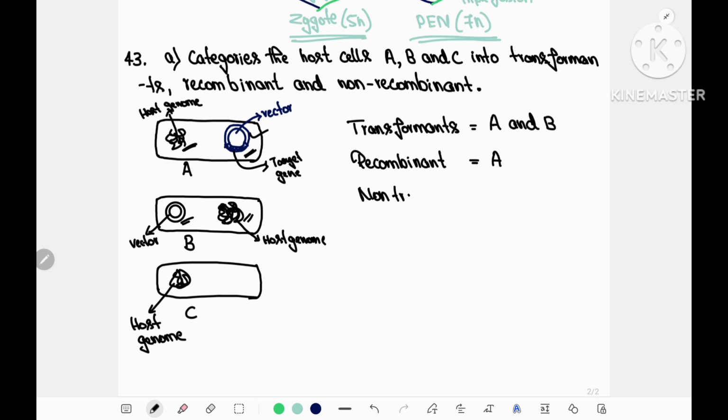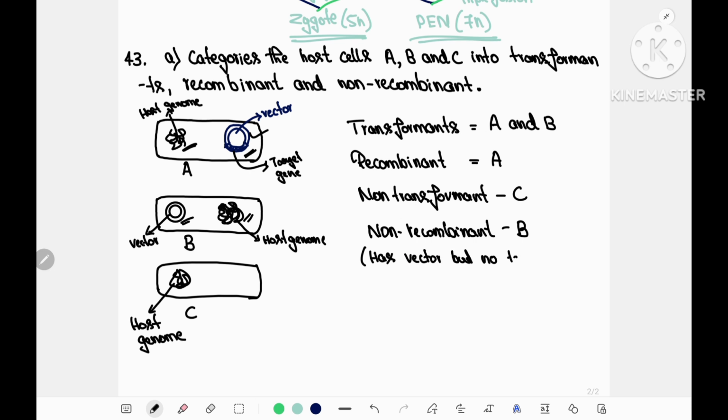Otherwise, if it contains the target gene, then it is called recombinant. And here the non-transformants do not receive the plasmids. So here the non-transformant is the diagram C depicting the non-transformant. And here the non-recombinant does not have a target gene, but it will have a plasmid. So here B is a non-recombinant.